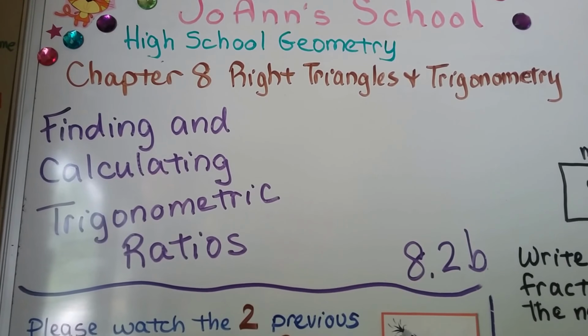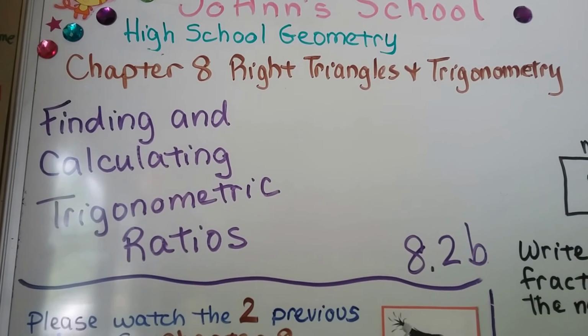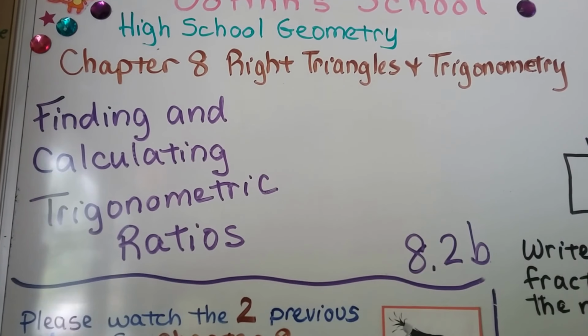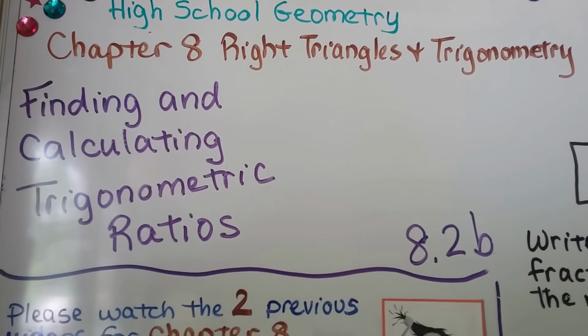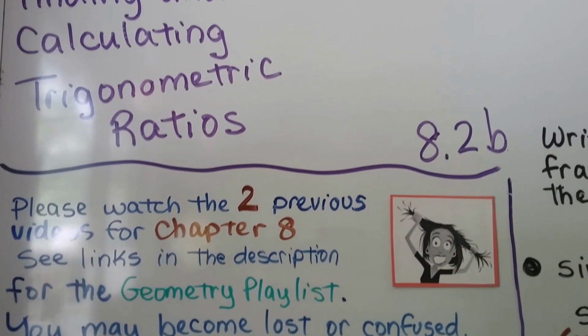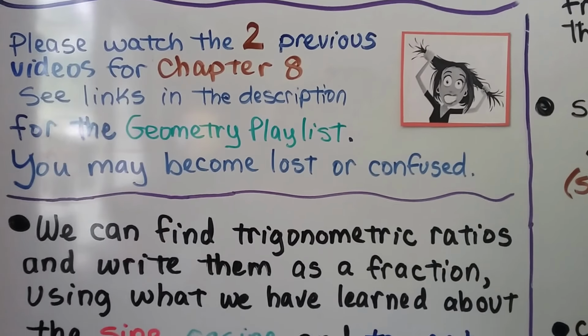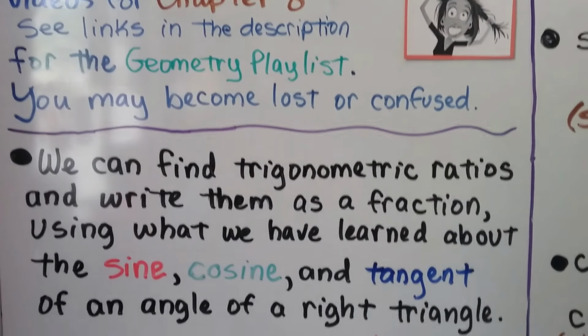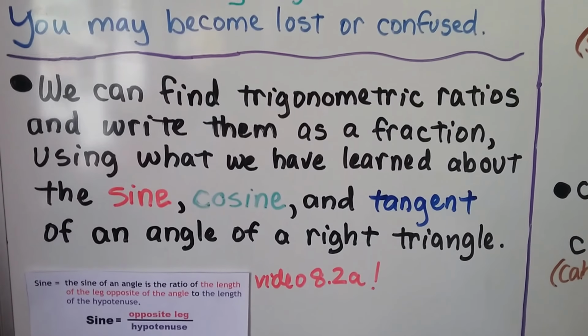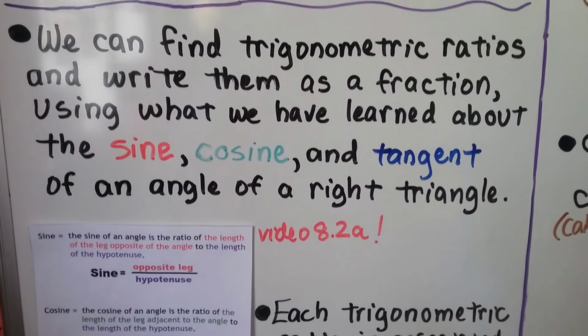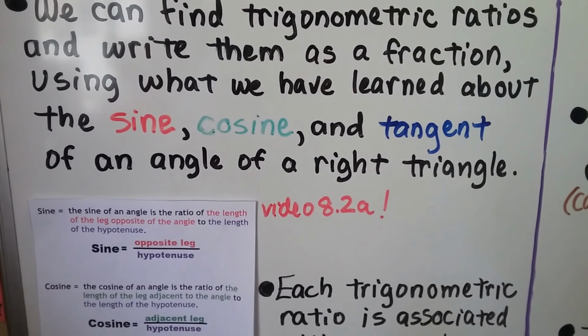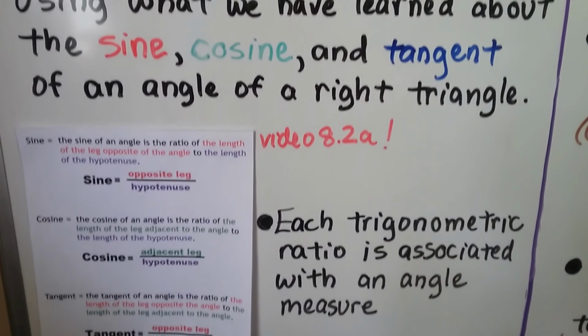Finding and calculating trigonometric ratios, we're at 8.2b, and it's very important that you watch 8.2a first. We have two previous videos for Chapter 8, and they're in the description in the geometry playlist. We can find trigonometric ratios and write them as a fraction using what we've learned about the sine, cosine, and tangent of an angle of a right triangle.